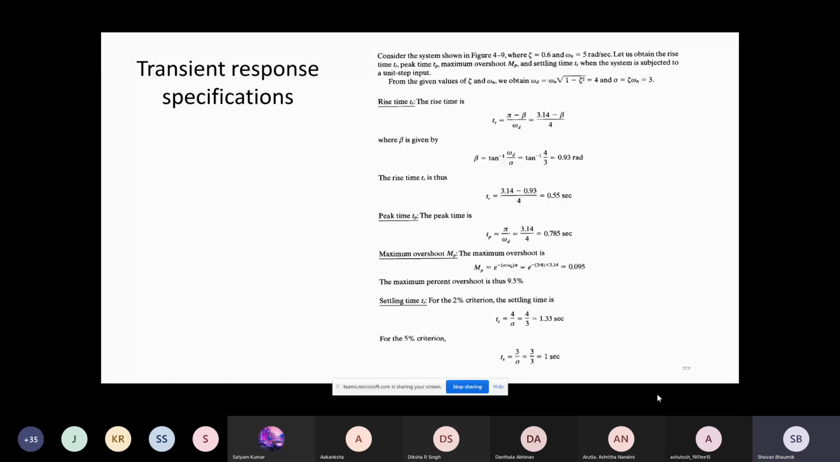Then the maximum peak overshoot will be the maximum overshoot value. So Mp will be equal to e to the power minus sigma by omega d times pi, and if you substitute all the values, you will get 9.5%. It is obvious. Zeta is 0.6. So for zeta 0.6, you see here it is less than 10%. So 9 point something. It is fine. From this curve also we can see it.